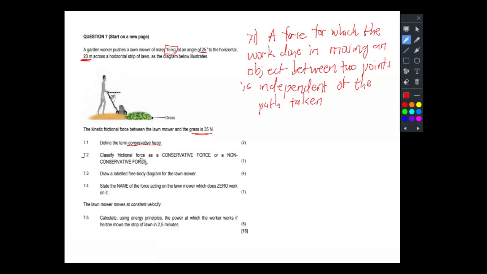Now 7.2 says classify frictional force as either a conservative force or a non-conservative force. Now we know that frictional force is a non-conservative force, because it depends on the path taken. So if an object is going to the right, the frictional force will go to the left. But if the object is now going to the left, the frictional force will now go to the right. So it depends on the path taken by the object.